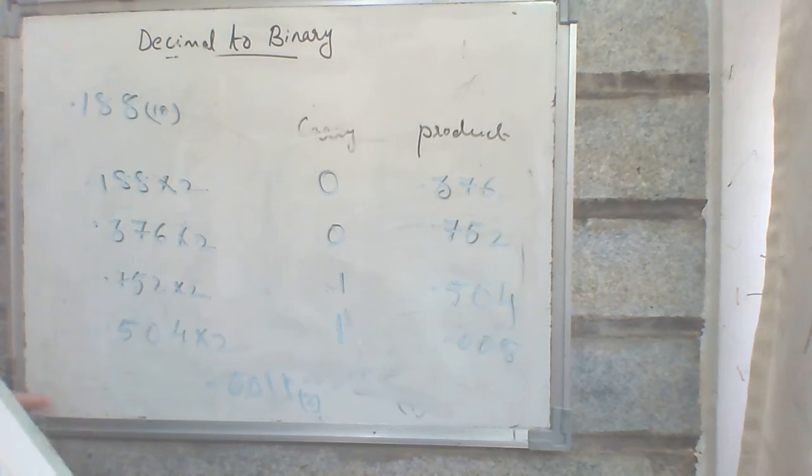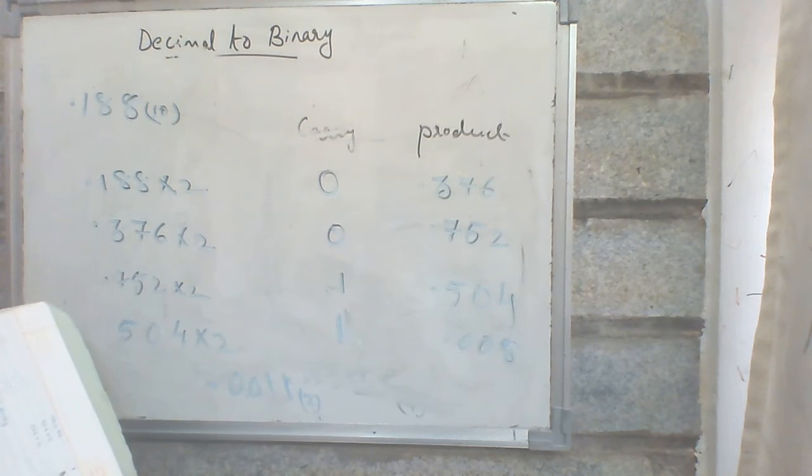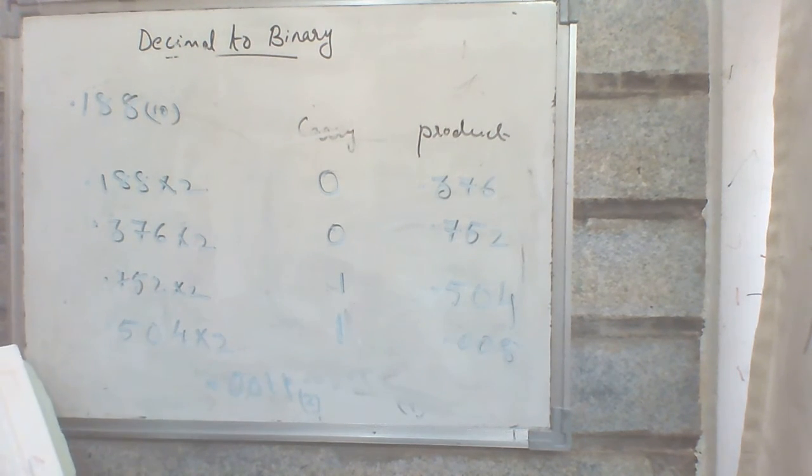That is for decimal to binary conversion. If it is a normal number, if it is not a fractional number, we need to divide by 2 till the number becomes 0, and the first remainder is LSB and the last remainder is MSB. But for converting a fractional decimal to binary, we need to multiply the number by 2. We need to write the carry and product separately. Then the first carry will be the MSB and the last carry will be the LSB.